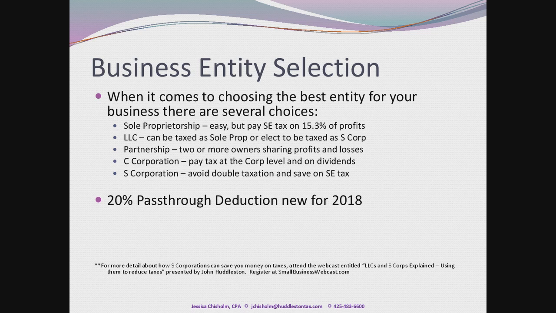S corporations are flow-through entities like partnerships, so there's no tax at the corporate level, so you avoid that double taxation, and you can potentially also save on self-employment tax. S corporation owners are required to pay themselves a reasonable wage. After that reasonable wage, whatever's left in net profit can be distributed out to owners as distributions. These distributions are subject to ordinary income tax on their 1040, but not subject to that self-employment tax. So that's where you can save that 15.3% of self-employment tax.